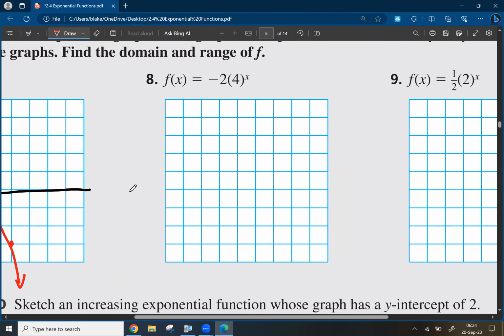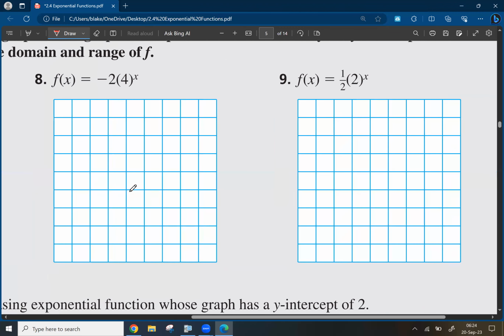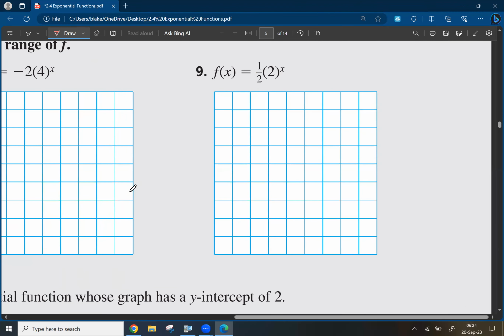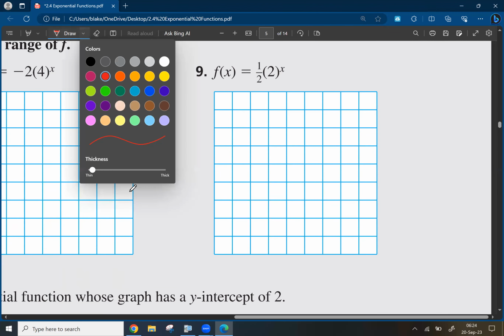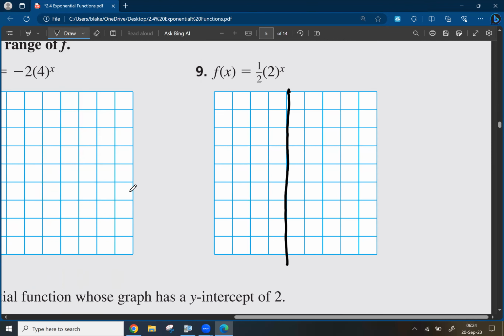We could try this again. Let's do it with number 9. Let's try this with number 9. I'm interested to see how this one goes. So go ahead and draw an x and y axis.